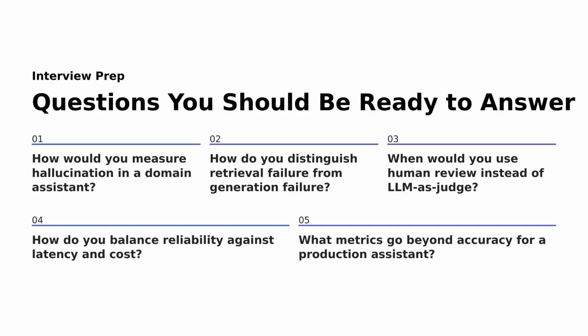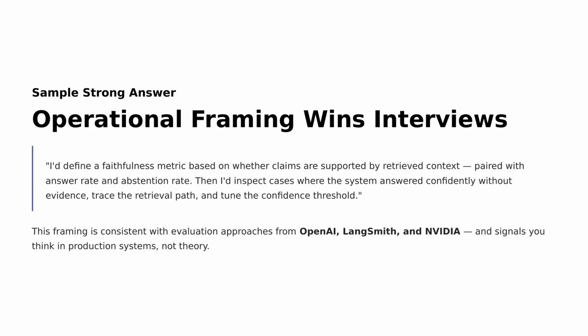Here are 5 interview questions worth preparing for. You should be ready to explain how you'd measure hallucination in a domain assistant and how to tell whether a bad answer came from retrieval or generation. You may also be asked when human review is better than using an LLM as judge, how to trade off reliability with latency and cost, and which production metrics matter beyond simple accuracy.